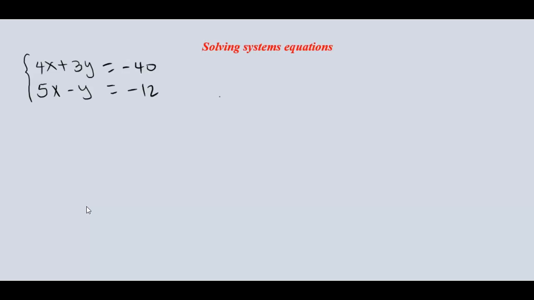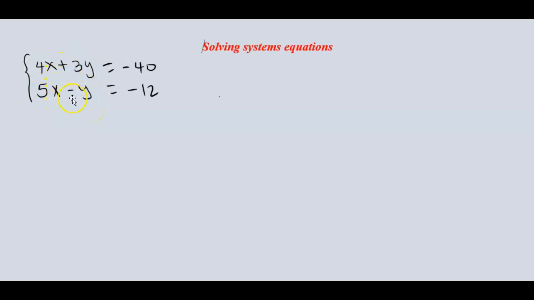So the idea is, the first thing to do is to select any of these two equations and solve for any of these two variables. You can choose the first equation, 4x plus 3y equals negative 40, or the second one, 5x minus y equals negative 12. It doesn't matter which one you choose to work with first. And then you can choose to solve for x, or for y. It doesn't matter.